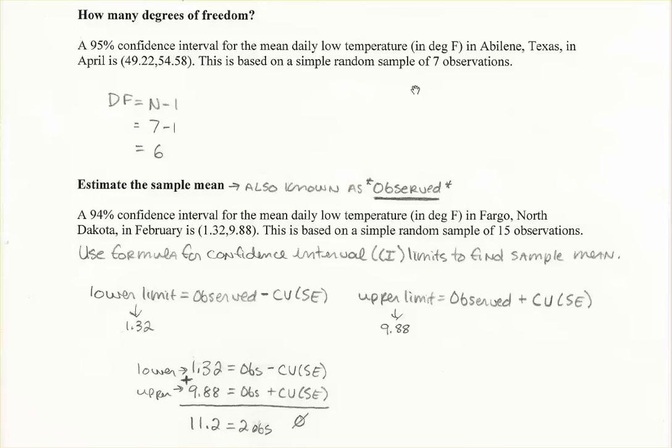So answer 0.06. All right, for the next one, how many degrees of freedom? Well, we already did it. It's kind of a silly one to include, but we do. For degrees of freedom, it's just n minus 1. In this case, there are 7 observations, so 7 minus 1 is 6. So that's our degrees of freedom.